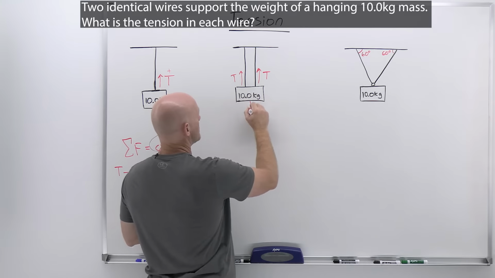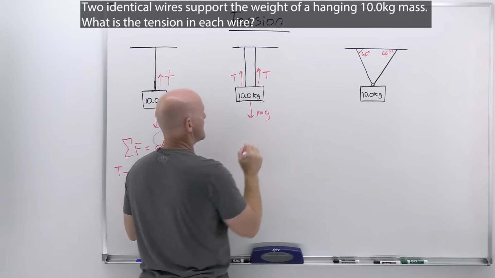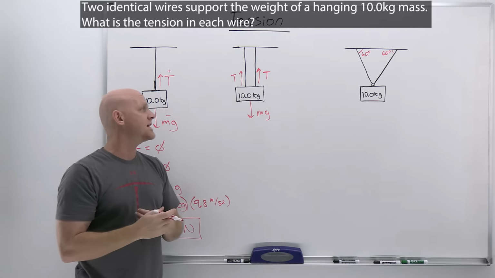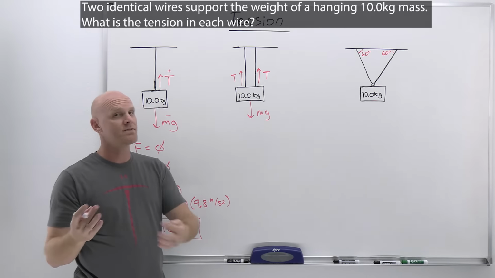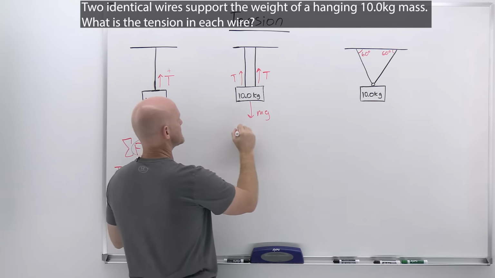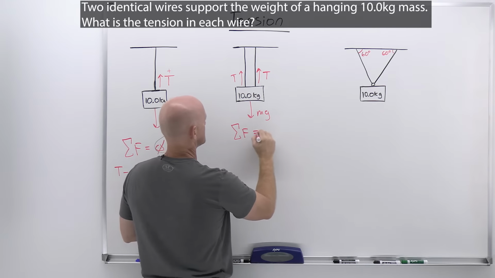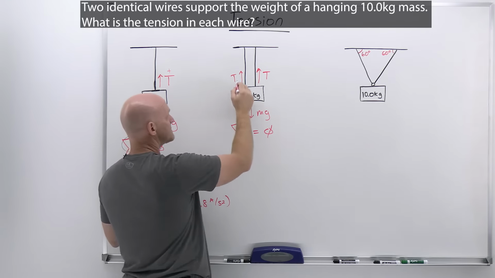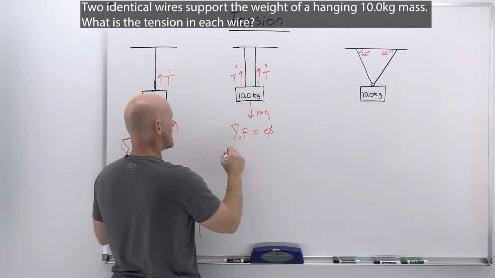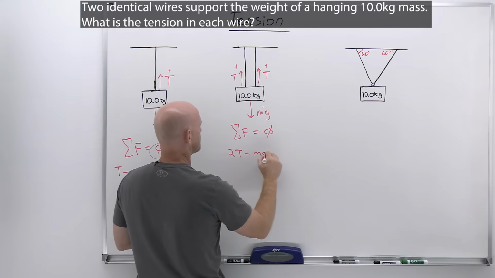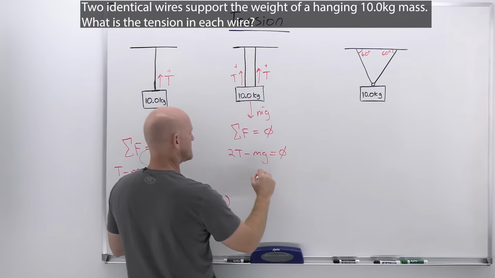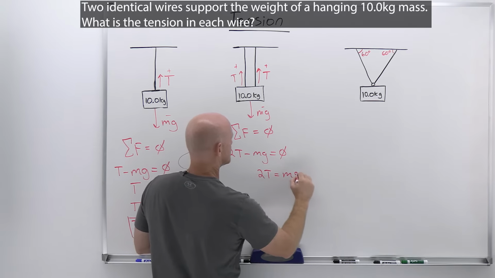And we still have its own weight pointing down here of mg, but once again, this lovely 10 kilogram mass is in equilibrium. It doesn't have any motion whatsoever. It definitely doesn't have an acceleration as a result. And so the sum of the forces, once again, equals 0. But instead of just one tension, we now have 2 times the tension, minus mg pointing down, equals 0. So 2 times the tension equals mg.